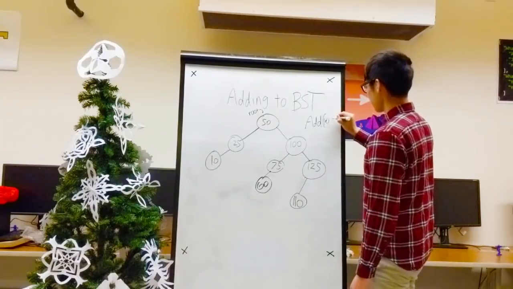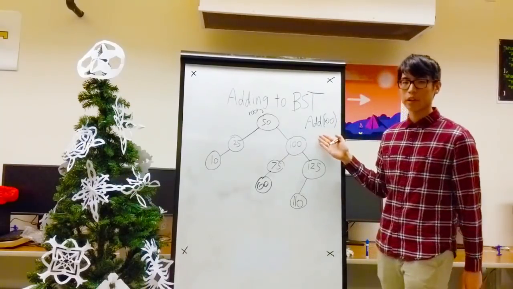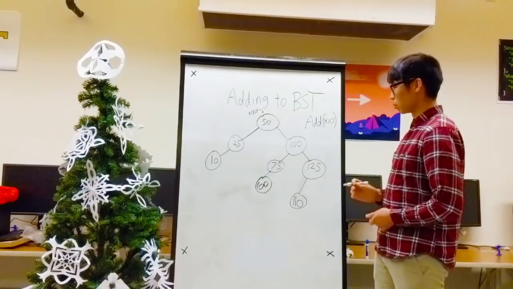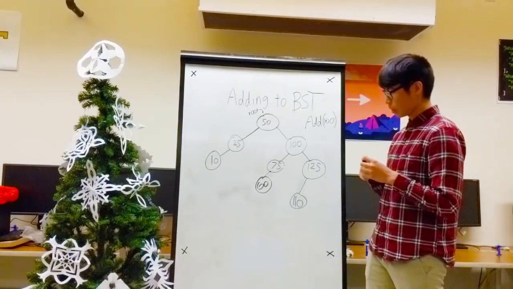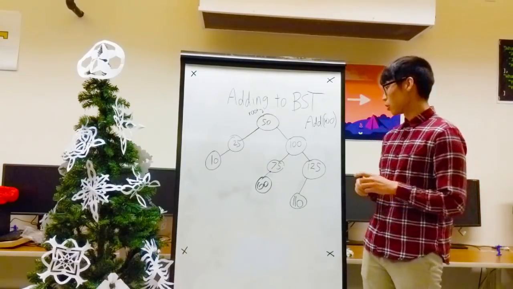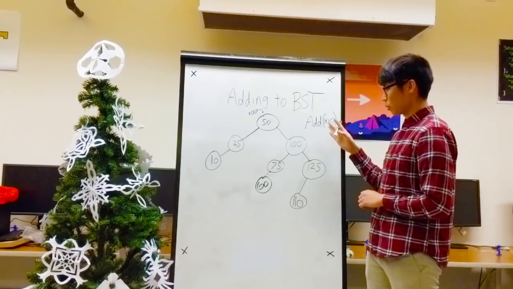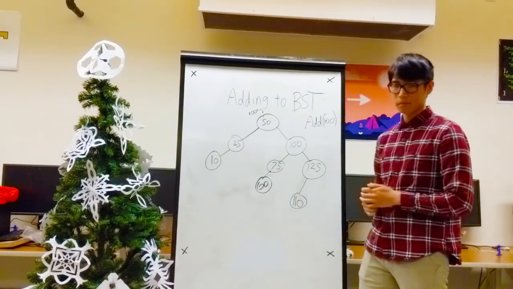If we ever try to add data that's already in the tree, say add 100, this is more or less left up to the implementer, but in this class, we'll just have you ignore it. Don't remove this node, don't replace it with this node, just ignore it.